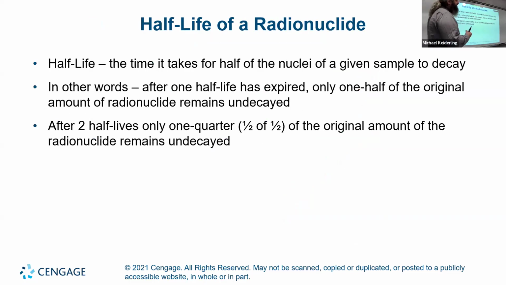So when we talk about radionuclides, they may be unstable, but it may take a very long time for them to decay. And the way we talk about how fast they decay is with the half-life. So half-life is the time it takes for half the nuclei in a given sample to decay. So after one half-life is expired, only half the original number of radionuclides remain undecayed. After two half-lives, only a quarter remains. After three, only an eighth.